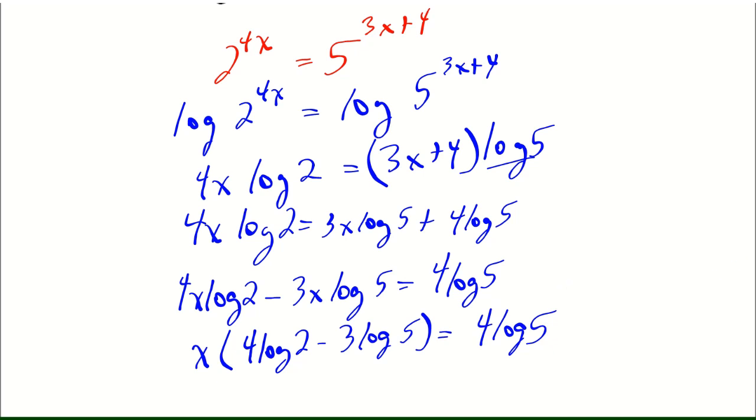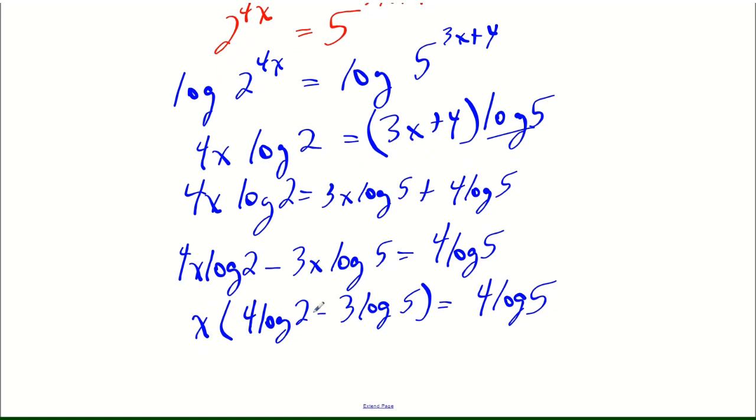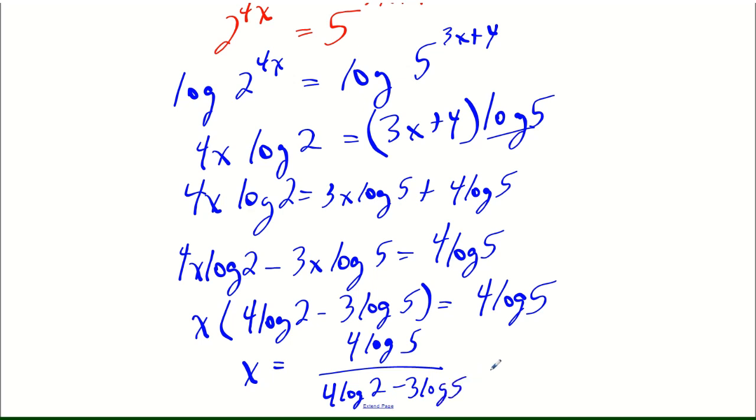We want to get x by itself, so we're going to divide both sides by this. So x is going to end up equaling 4 log 5 divided by 4 log of 2, take away 3 log of 5. And again, pause the video. See how you make out putting that in your calculator. So I'm going to pause it myself here for a second.